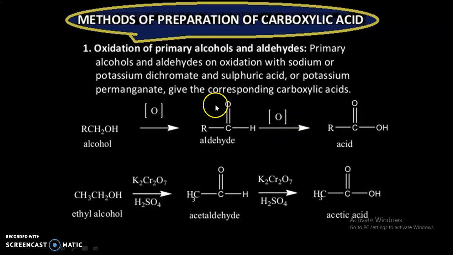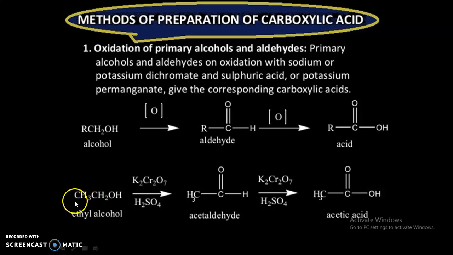Number one method is oxidation of primary alcohols and aldehydes. The statement of the reaction is: primary alcohol and aldehyde on oxidation with sodium or potassium dichromate, that is K2Cr2O7, and sulfuric acid, or potassium permanganate, give the corresponding carboxylic acid. These are the oxidizing agents which oxidize the alcohol and aldehyde to form the corresponding product. Alcohol on oxidation gives aldehyde. Aldehyde again on oxidation gives acid.